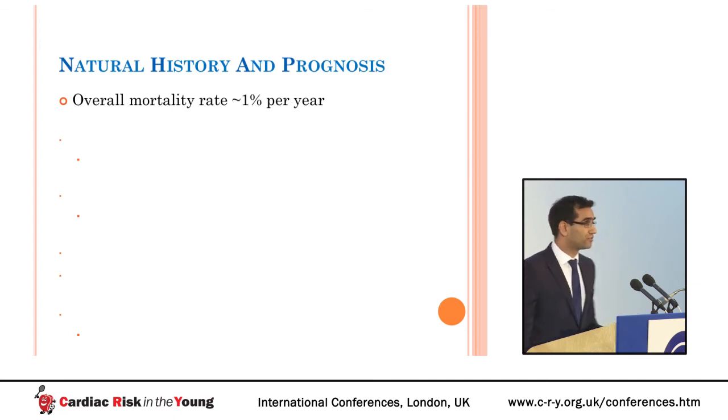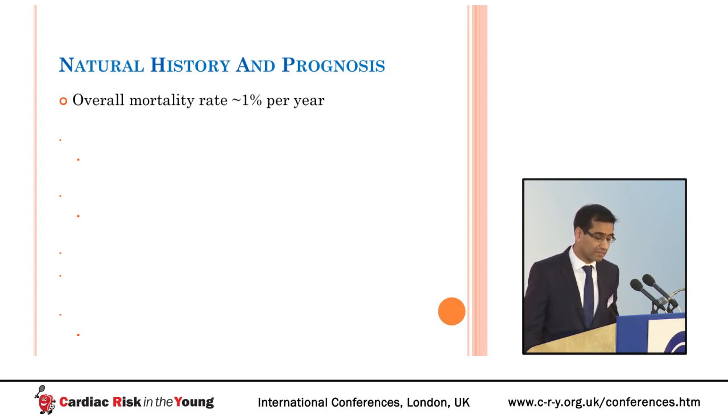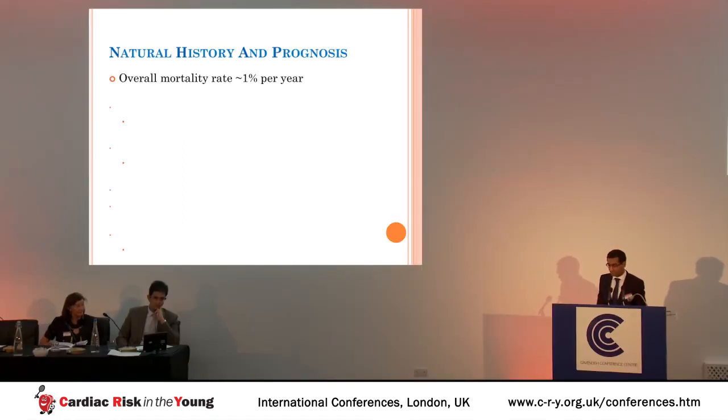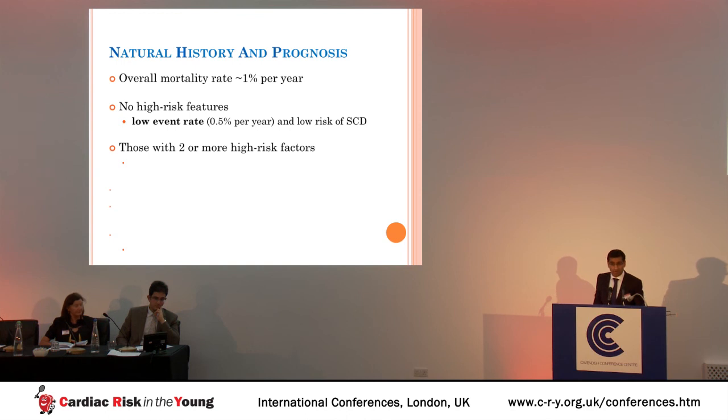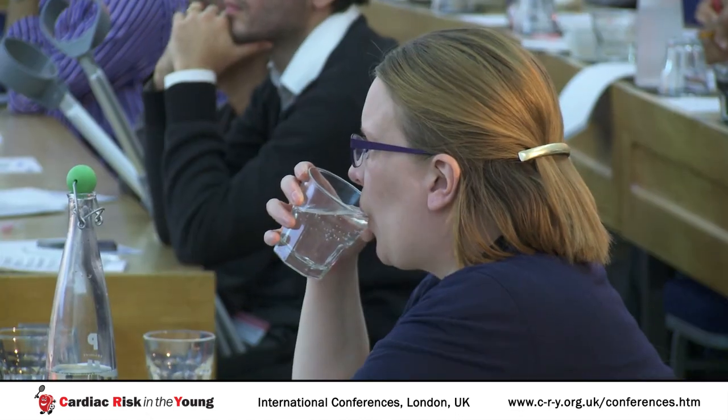So I just want to end with a couple of slides on the natural history and prognosis. So in contrast to our previous thinking about hypertrophic cardiomyopathy, where it was in the past thought to be a very malignant condition, the overall mortality rate is actually now established to be relatively low, about 1% per year. In particular, we know that those who have no high-risk features have a very low event rate of about 0.5% per year and a low risk of sudden cardiac death. However, if 2 or more high-risk features are present, then the annual risk of sudden death is much higher, of the order of about 4 to 5%. And this is exactly why we offer these patients an ICD.